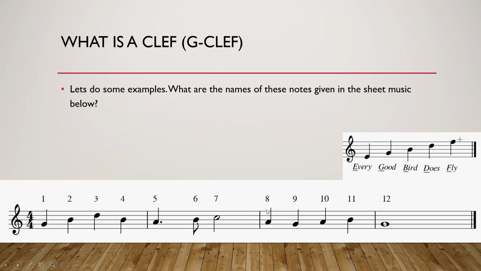Then the 8th note. Well, it's between line 2 and 3, every good G, B, between G and B is A. And then we have a G because it's on the second line. We have an A again, B one space above, and the 12th note is G. And here are the answers given.